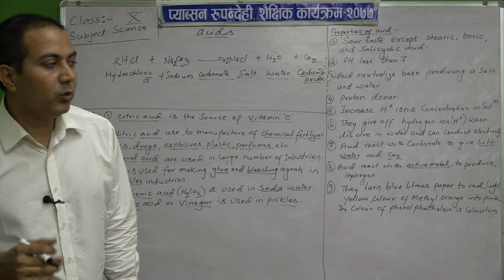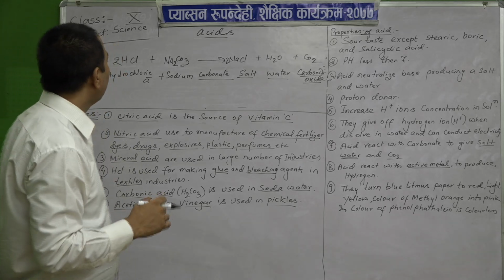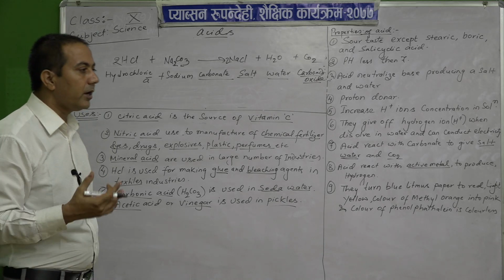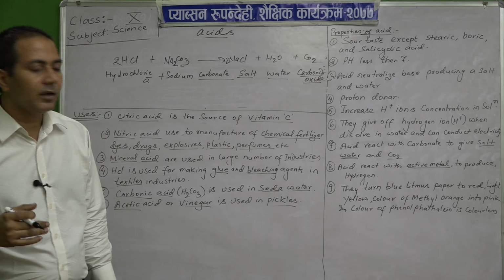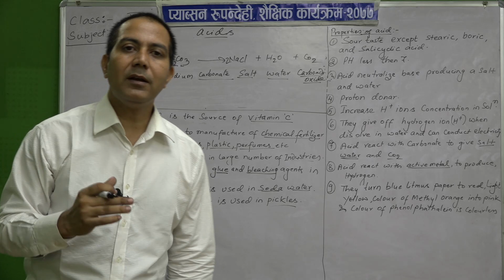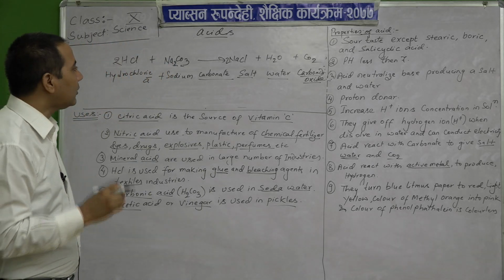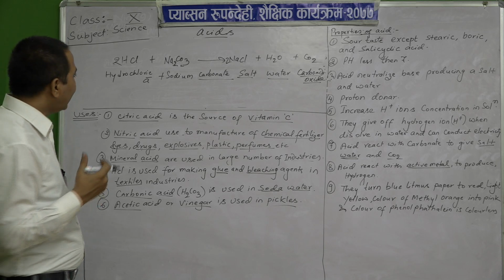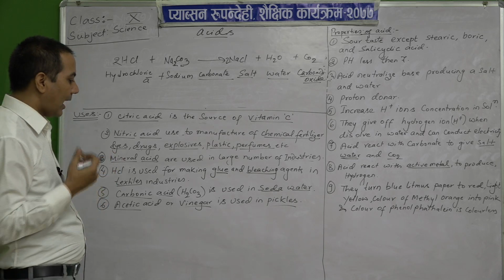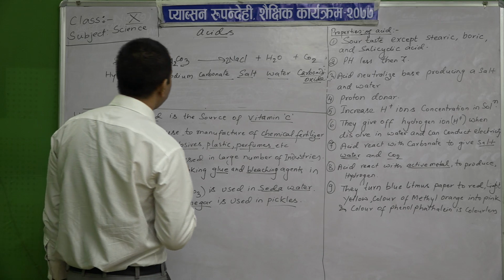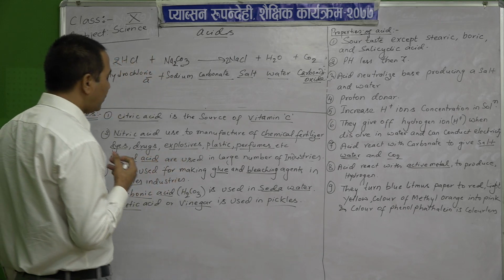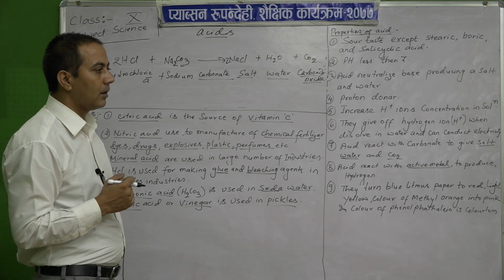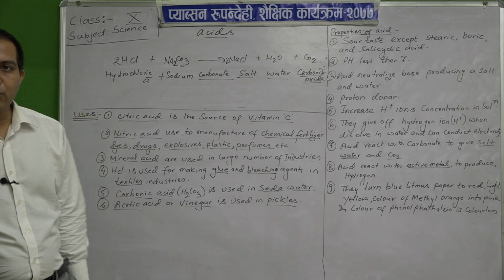So, what do we come to know now? When acid reacts with carbonate or bicarbonate, it will produce salt, water and carbon dioxide. So, I gave the examples, 2 examples that are related to the carbonate.